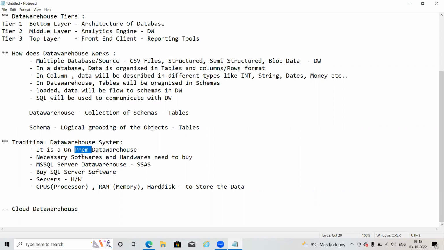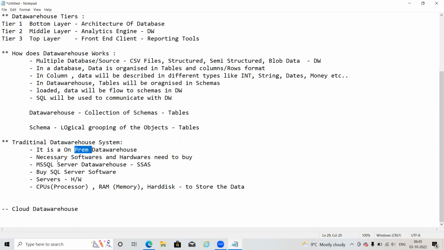Yeah, it's clear, sir. So as these on-prem servers are a little bit risky, you need to take care of everything. You need to maintain everything. You need to update everything. You have the responsibility. To overcome this headache, they introduced the cloud data warehouse.